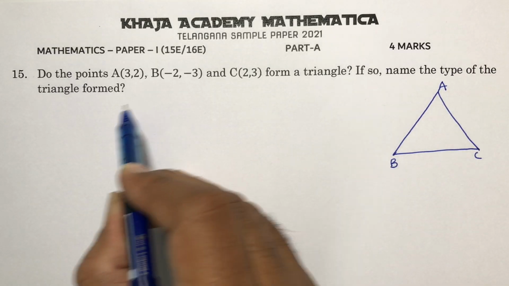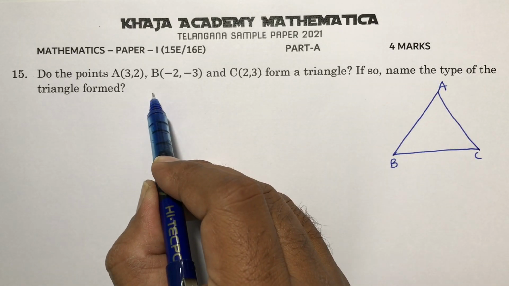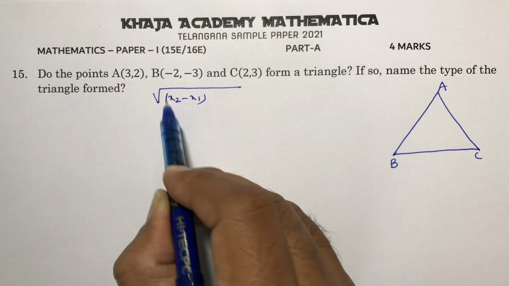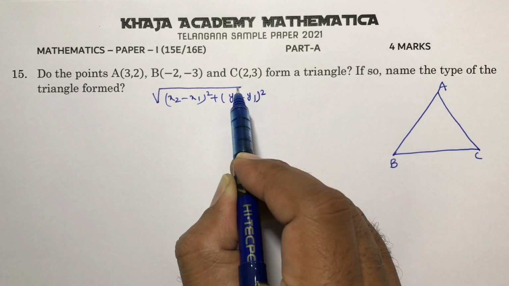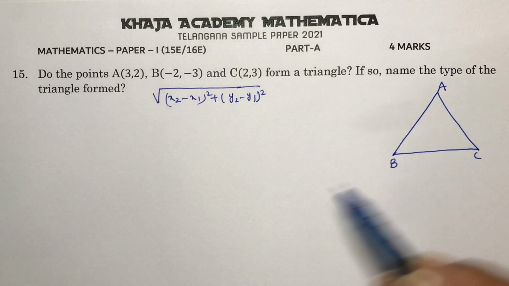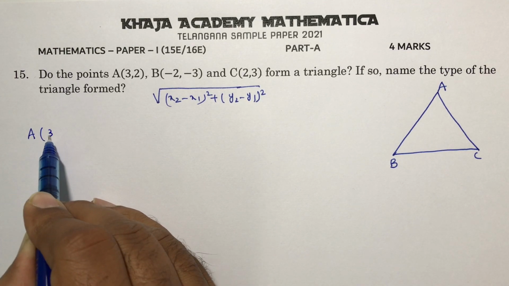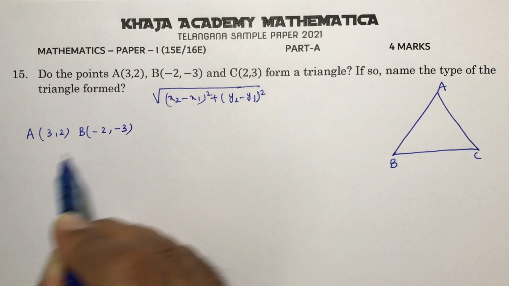Now here, see distance formula. I'll find first AB, BC and AC. So distance formula is under root x2 minus x1 whole square plus y2 minus y1 whole square. First I'll find the distance between A and B. So A is 3, 2, B is minus 2, minus 3.